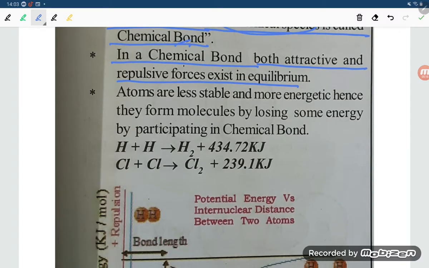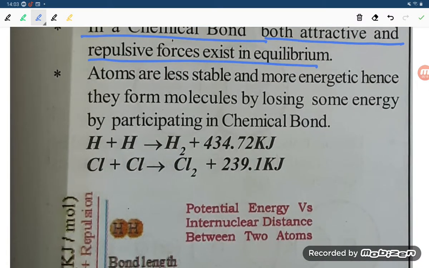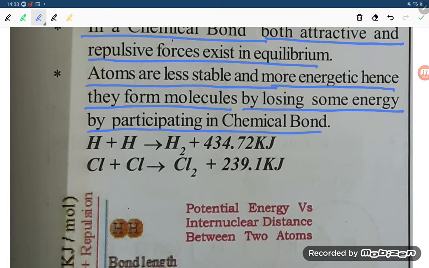Next point, students: atoms are less stable and more energetic, hence they form the molecule by losing some energy by participating in chemical bond.